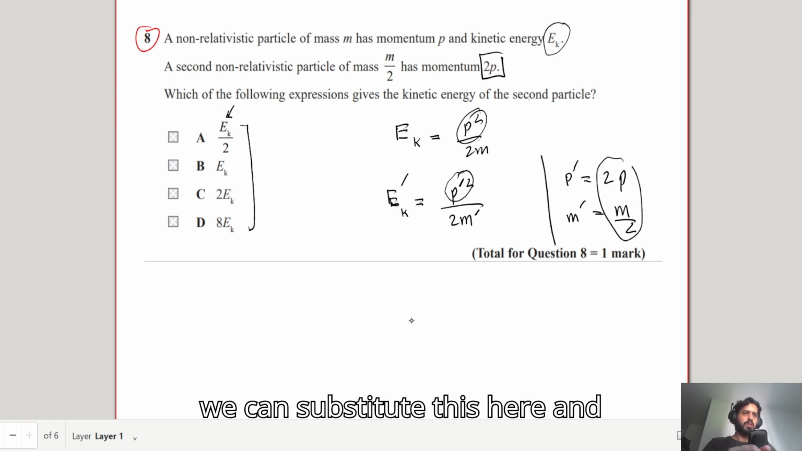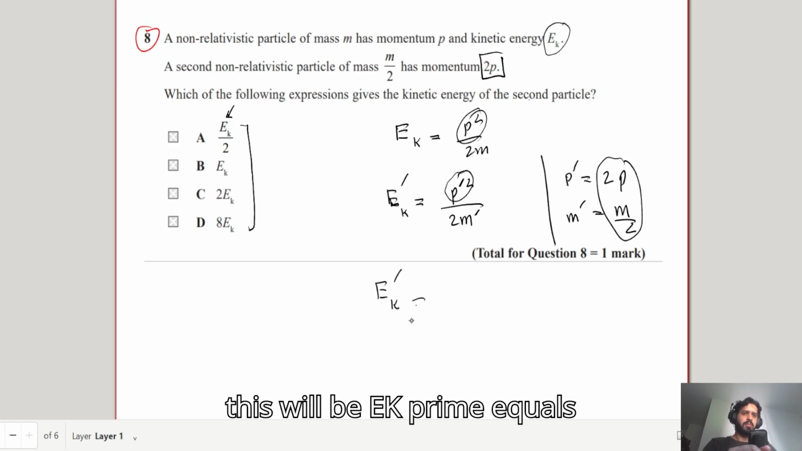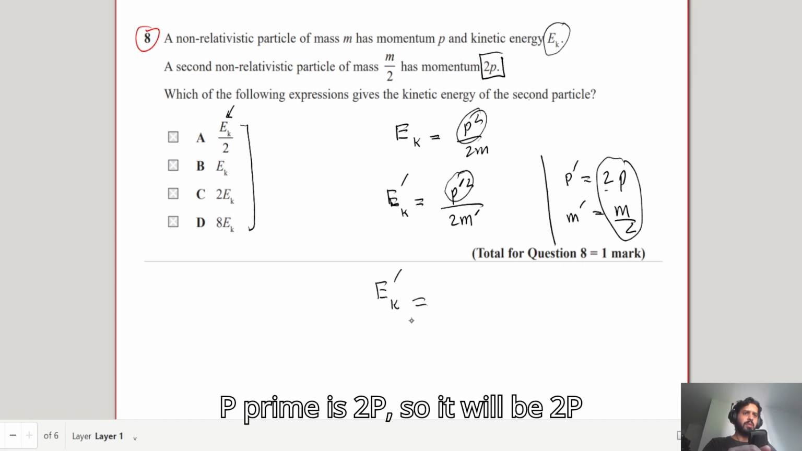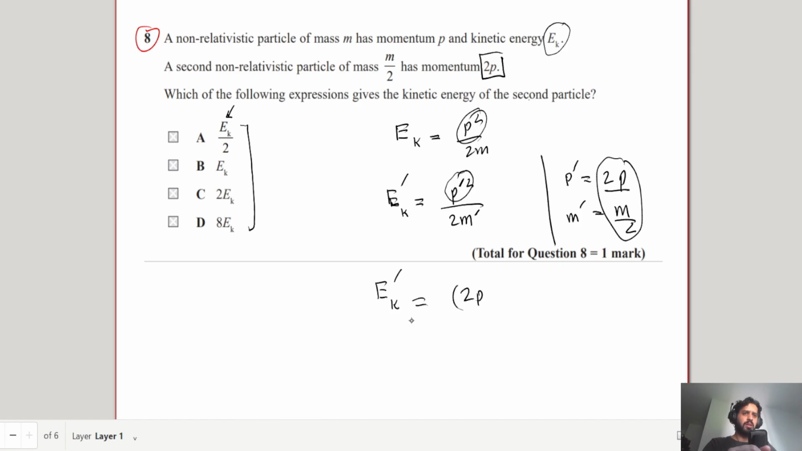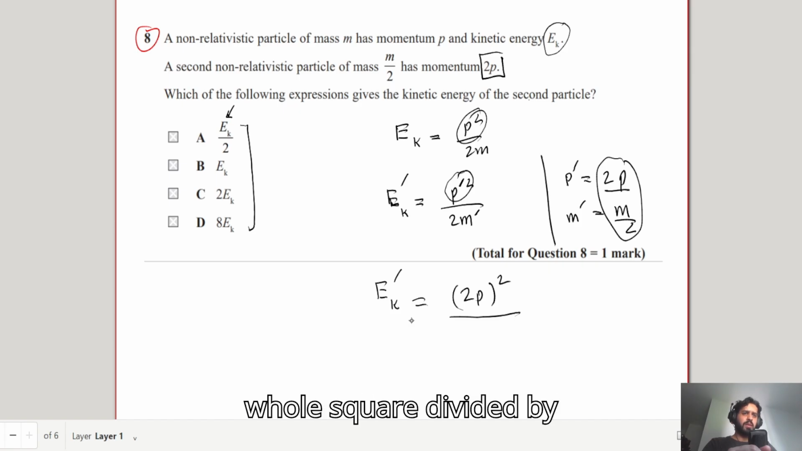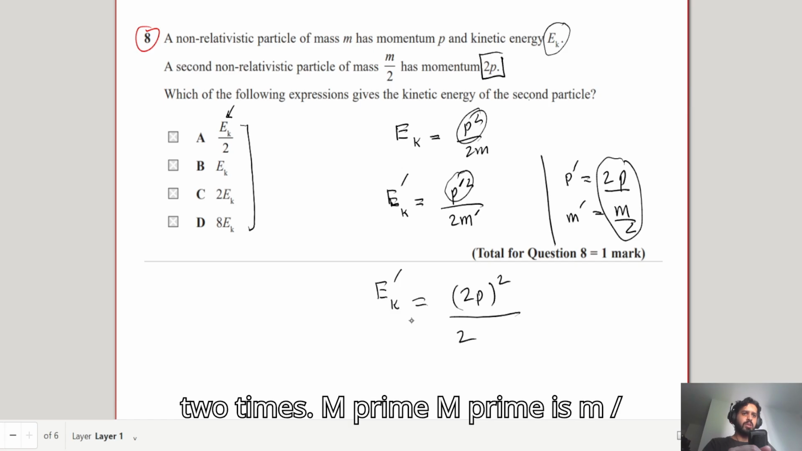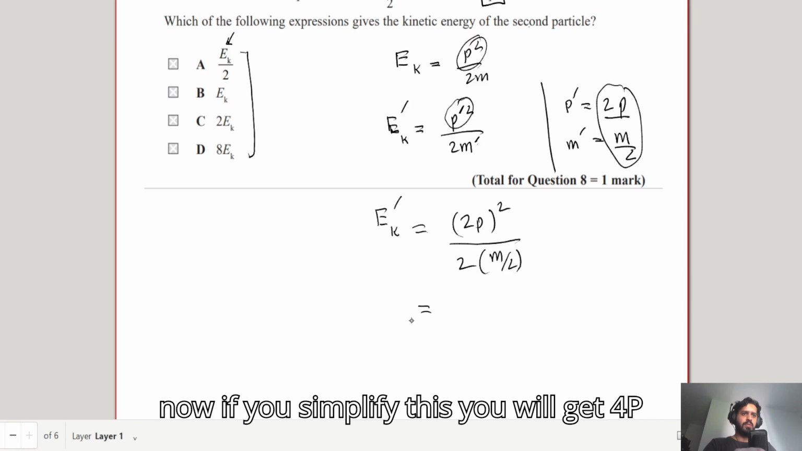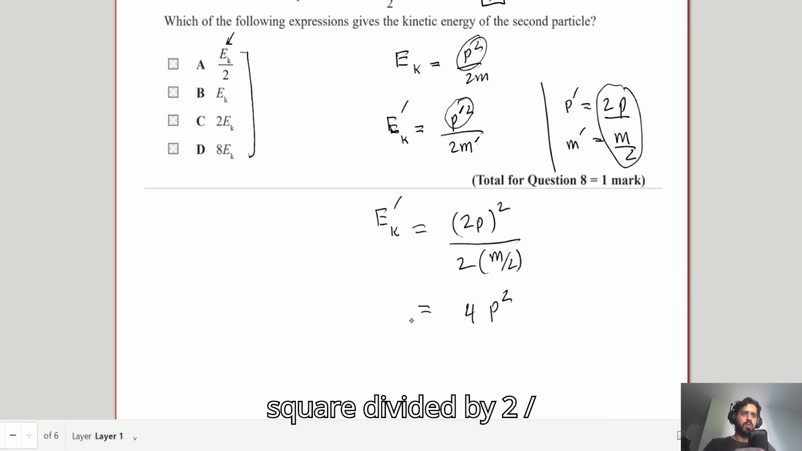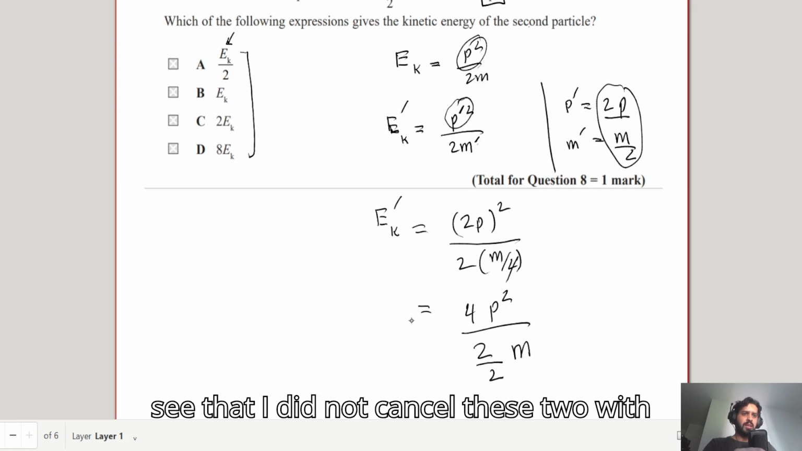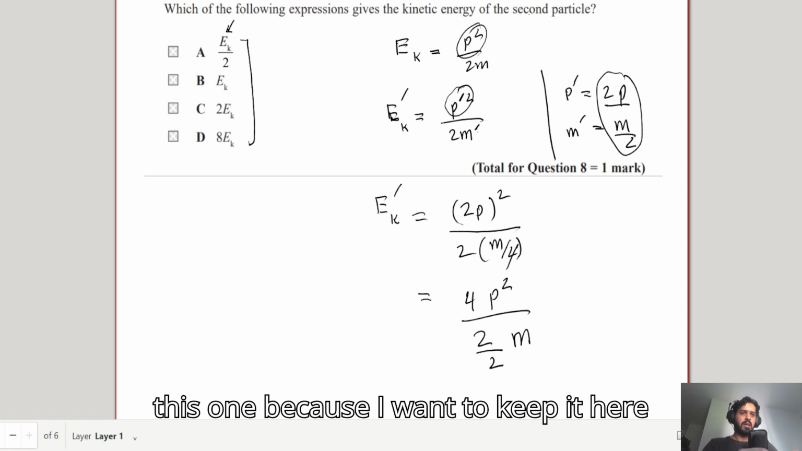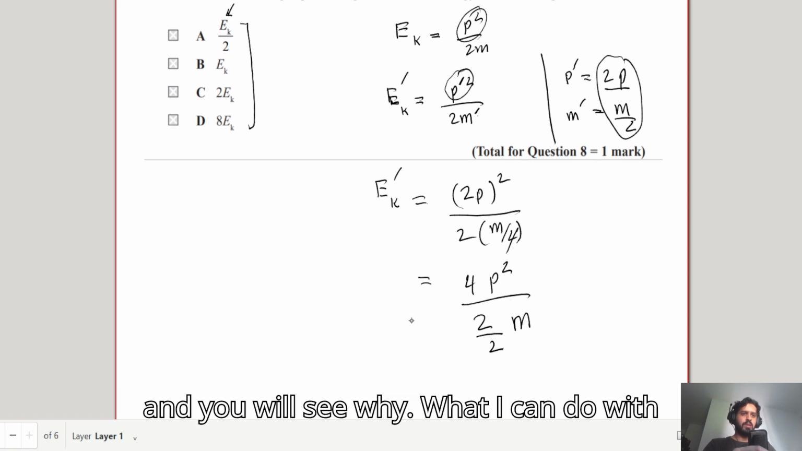So we can substitute this here and this will be Ek prime equals, p prime is 2p. So it will be 2p whole squared divided by 2 times m prime. m prime is m over 2. And now if you simplify this, you will get 4p squared divided by 2 and m over 2. Now you see that I did not cancel these two with this one because I want to keep it here, and you will see why.